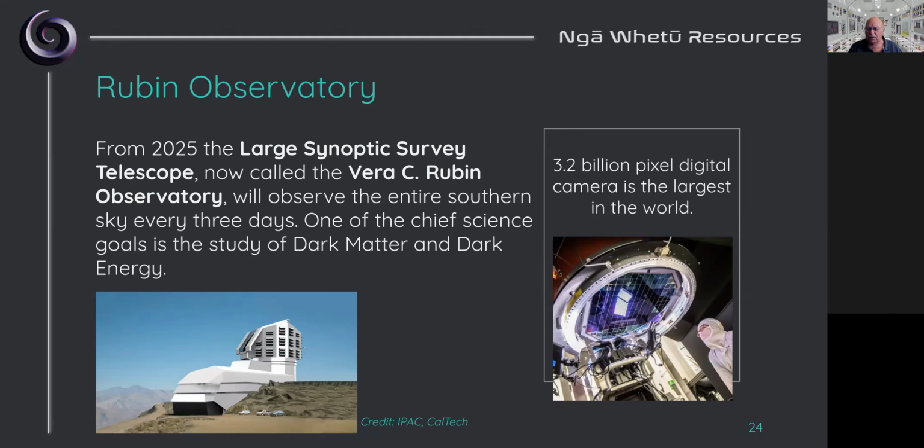This one has the largest digital camera connected. And it will survey, this is in Chile, so it will be partially the southern hemisphere. Survey as much as it can in one night, and in only a few nights, in 3 days or 3 nights, it will have covered the entire hemisphere. And then it will repeat.